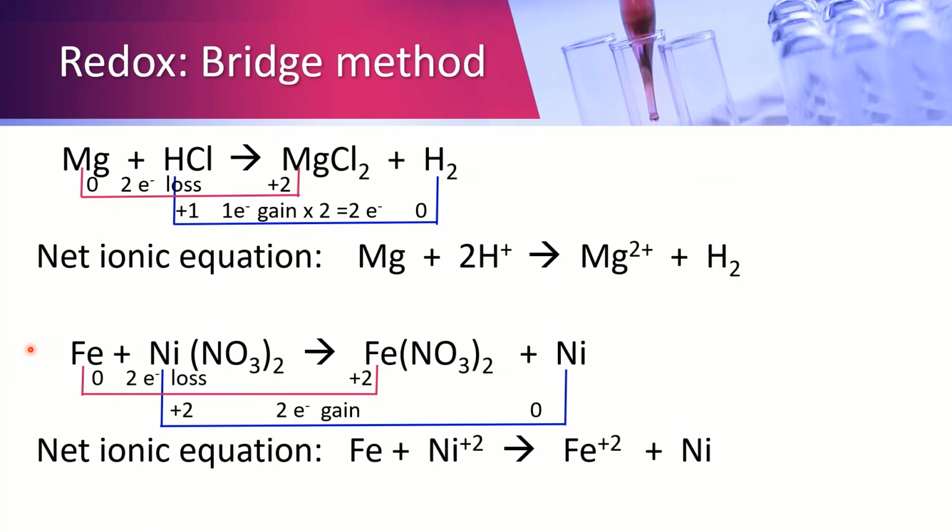Another example using the bridge method. Iron plus nickel nitrate to produce ferrous nitrate plus nickel. The oxidation number of iron here is 0, while the oxidation number of iron here is plus 2. Why plus 2? Because NO3 is negative 1 times 2 is negative 2, so this is positive 2. Now nickel here is the same. This is negative 1 times 2 is negative 2. This is positive 2. So positive 2 to 0. So in iron, 0 to positive 2, this is 2 electron loss. While in nickel, positive 2 to 0 is 2 electron gain. Actually, this is already balanced.